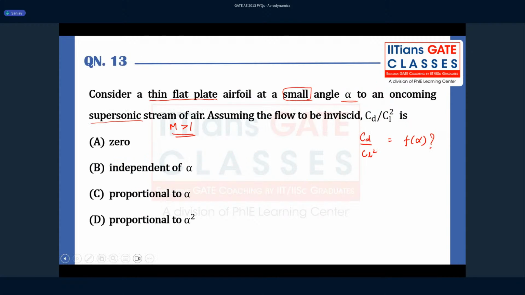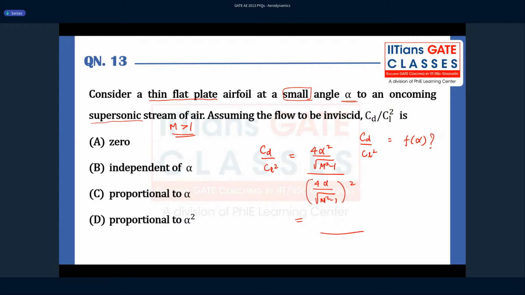Now, what is asked of us is CD by CL square. So when you find CD by CL square, what do you obtain? CD is 4 alpha square by root M square minus 1. CL square is nothing but 4 alpha by root M square minus 1, the whole square. So when you do CD by CL square, what will you get? Can you now tell me the answer for this question? If you are watching the session, what should be the answer?